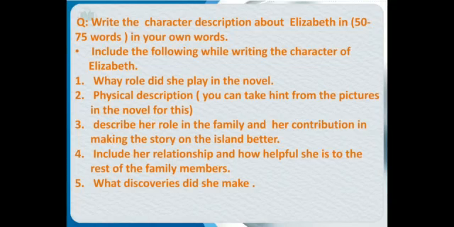The given task is to write the character description of Elizabeth in 50 to 75 words in your own words. Include the following while writing the character of Elizabeth. What role did she play in the novel? Physical appearance, you can take a hint from the pictures in the novel. For this, describe her role in the family and her contribution in making the story on the island better. Include her relationship and how helpful she is to the rest of the family members. What discoveries did she make?